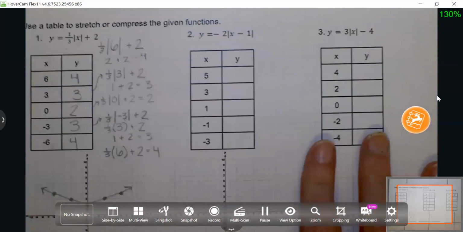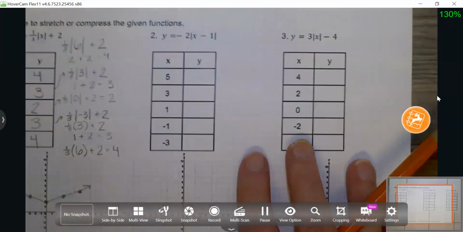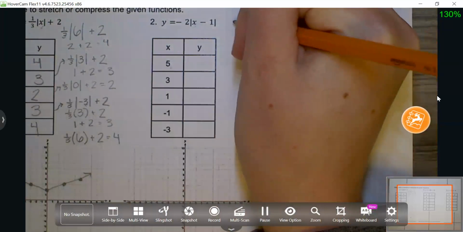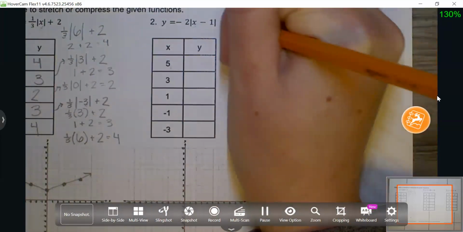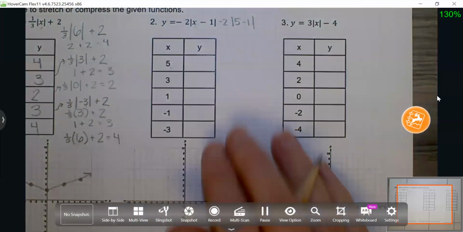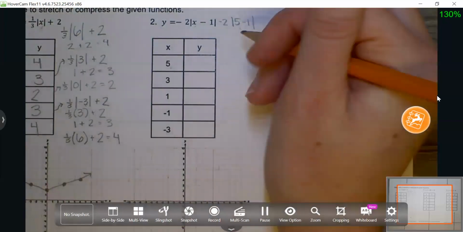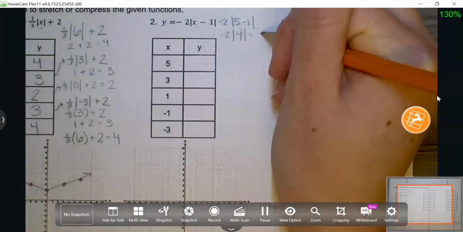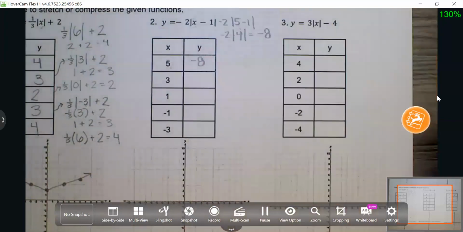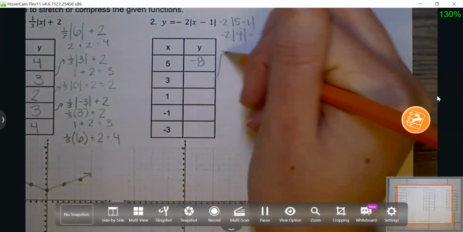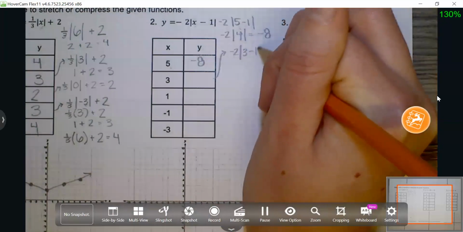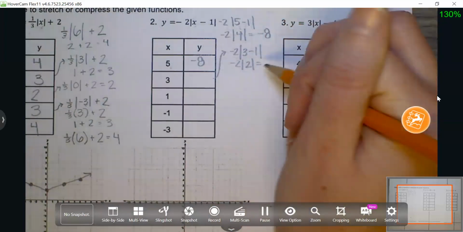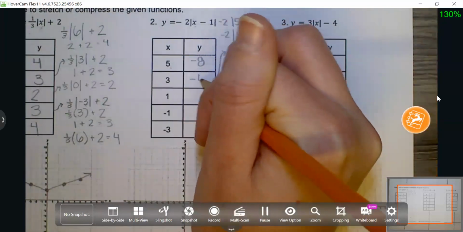Let's do number 2 together. I'm now going to plug in 5 into the x spot there. So 5 minus 1, and I will multiply that times -2. So 5 minus 1 is 4. And when I multiply that times -2 on the outside, I get -8. I'll do the same thing here with 3. -2 times the absolute value of 3 minus 1. In other words, -2 times 2, which is -4.